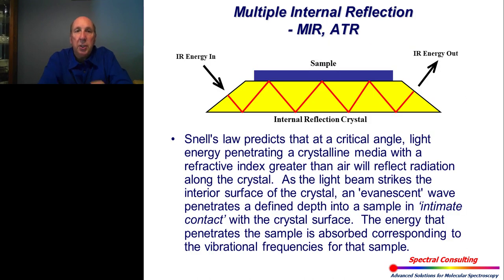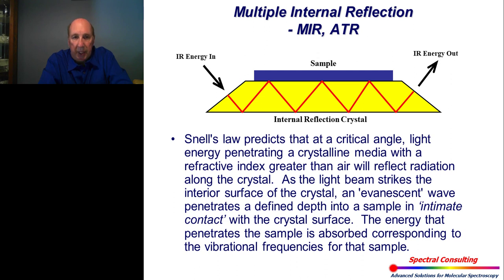So the last section is multiple internal reflection, also known as MIR or ATR, attenuated total reflectance. So we're going to go into a little bit of theory here, sorry, but Snell's law predicts that at a critical angle, light energy penetrating a crystalline media with a refractive index greater than air will reflect radiation along the interior of the crystal. As the light beam strikes the interior surface of the crystal, an evanescent wave penetrates a defined depth into a sample that's in intimate contact with the crystal surface.